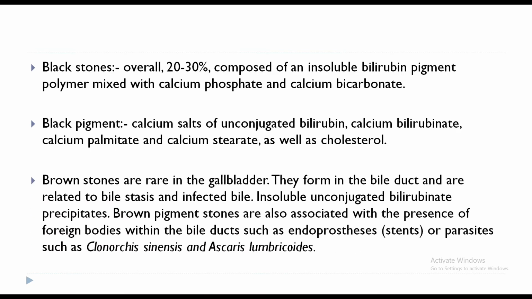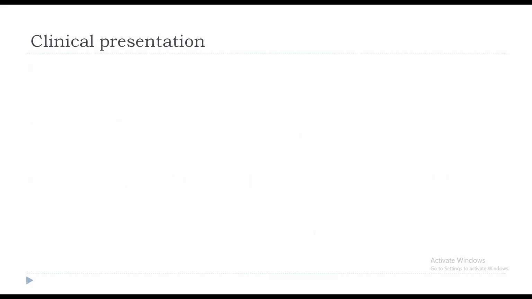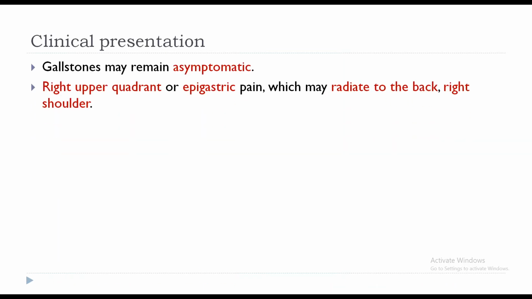Brown stones are rare, you know that, because they form in the bile duct and are related to bile stasis and infected bile. Insoluble unconjugated bilirubin precipitates. Brown pigment stones are also associated with the presence of foreign bodies within the bile duct, such as stents, or Clonorchis sinensis and Ascaris lumbricoides. That is, these are parasites. Clinical presentation: you know that most of the gallstones are asymptomatic.